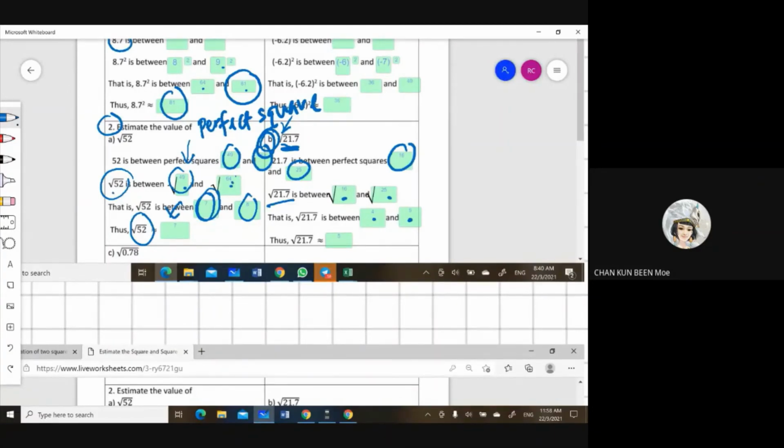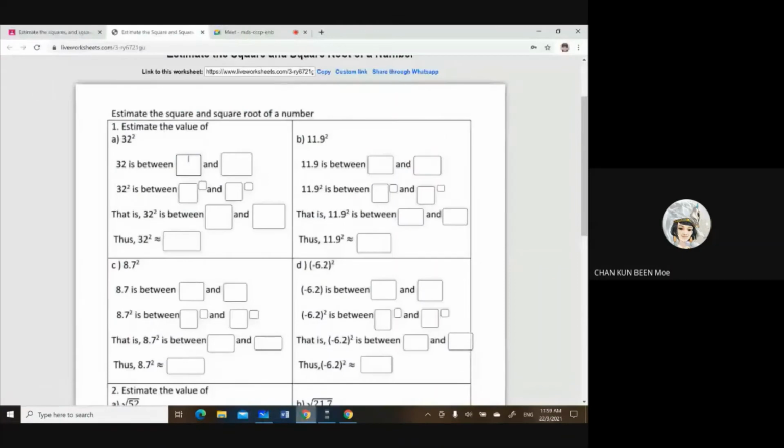Then you determine which one is nearer to 21.7. 21.7 minus 16 is about 5.7. 25 minus 21.7 is about 3.3 only, so it's closer to 25. So we are going to choose 5. Therefore, the square root of 21.7 is almost equal to 5. That is how you get the answer. So I'm not going to continue everything. You have to finish it on your own later on.